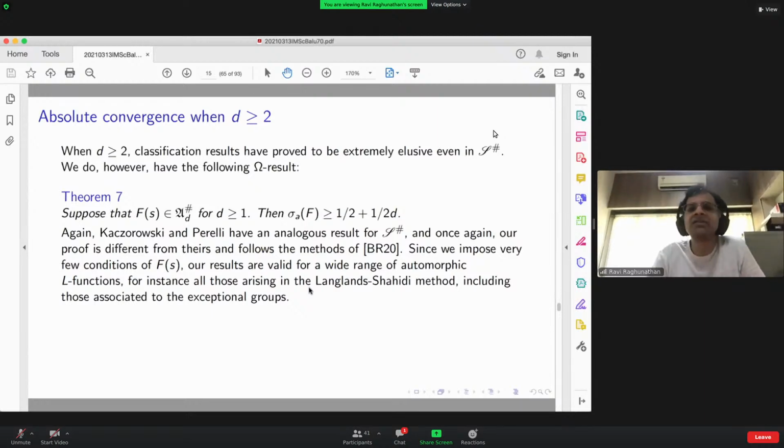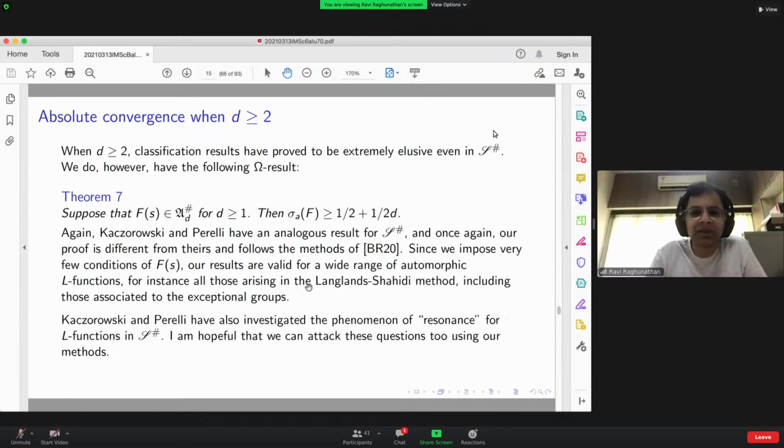Okay, so these are our results. In the remaining 8 to 9 minutes, I'm hopeful. Kaczorowski and Perelli have also investigated the phenomenon of resonance, which I think Soundararajan introduced and studied initially, but it's been pushed for things in S sharp. And I'm hopeful that our methods, which are refinements of the stationary phase, can work in that case also. This will require a somewhat more refined analysis. In some sense, this theorem 7 is a kind of zeroth order attack on that, but if one refines the method somewhat, I'm hopeful that those questions can be attacked also.